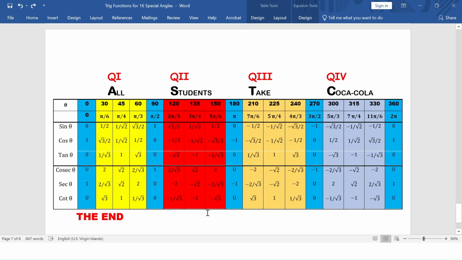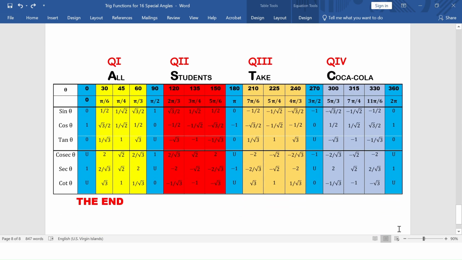So by the end of the day, we summarize once again what we started with in one page. So this is quadrant 1, quadrant 2, quadrant 3, quadrant 4, and then all students take Coca-Cola, all students take chips, all students take chemistry, all students take caterpillar, all students take whatever you can put here as C. Okay, but this one should be all students take. So for me, it's all students take Coca-Cola. Alright.